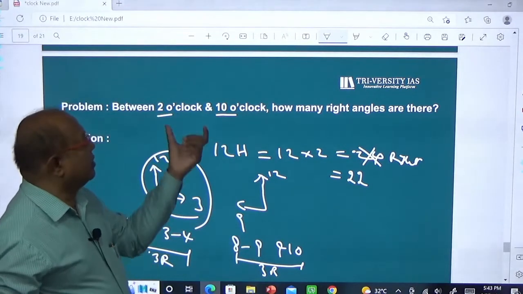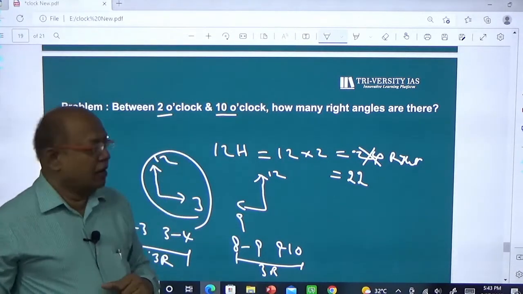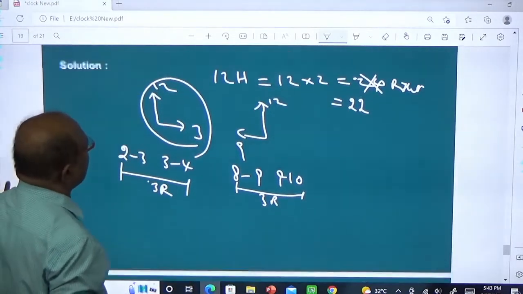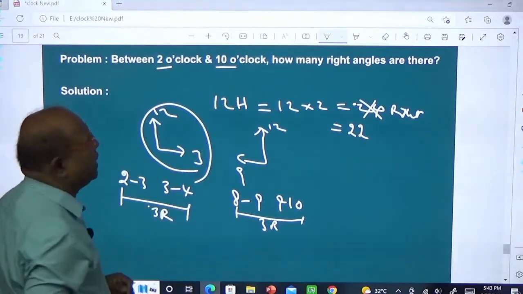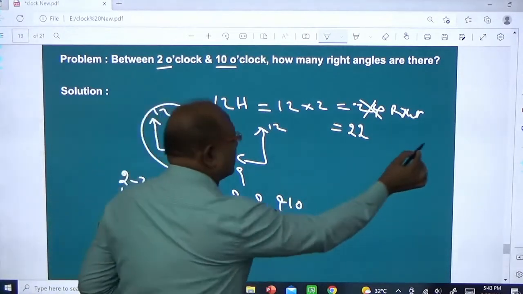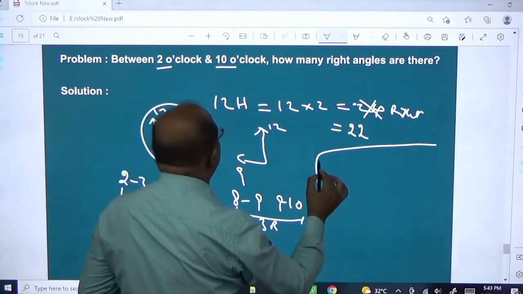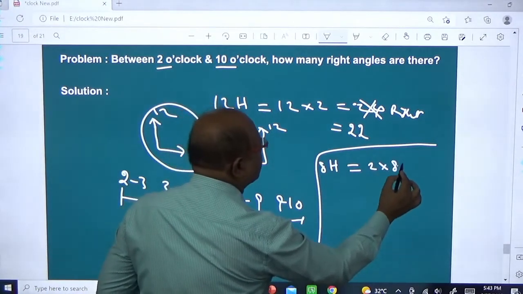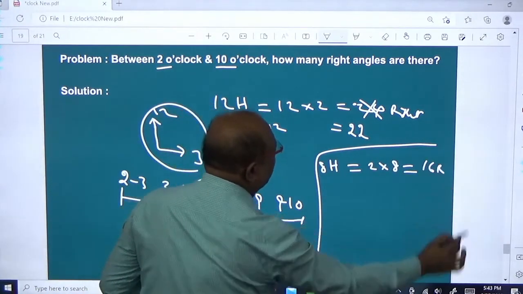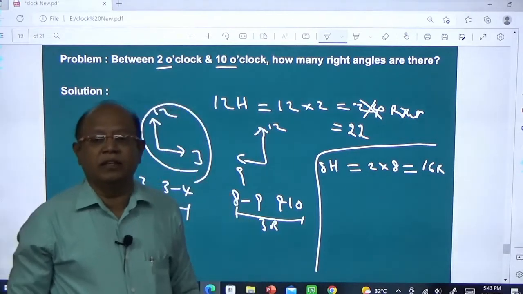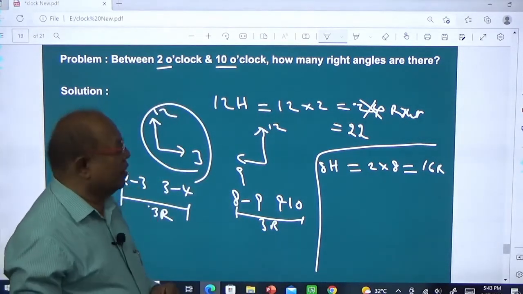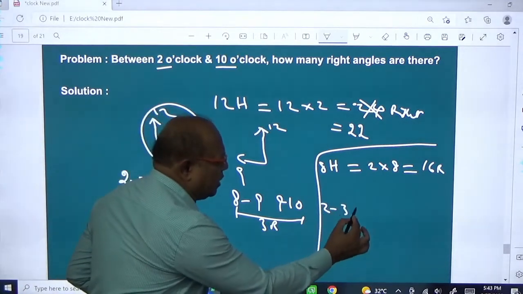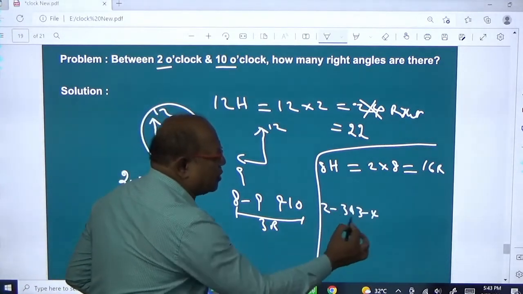Now based on this, 2 to 10, how many right angles are there? Now say 2 to 10, how many hours? The duration is 8 hours. Of course, 2 into 8, 16 right angles. Now, we have to see whether anything is counted twice. Check whether 2 to 3 and 3 to 4 is included.